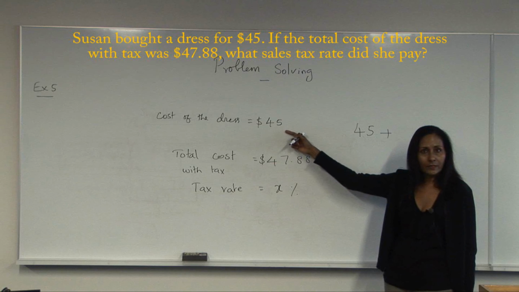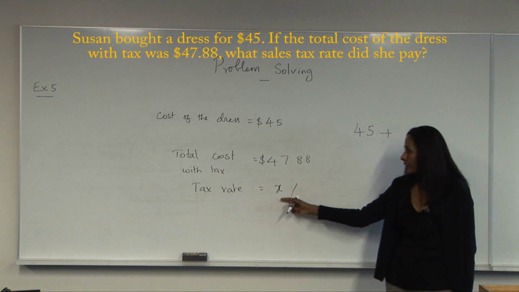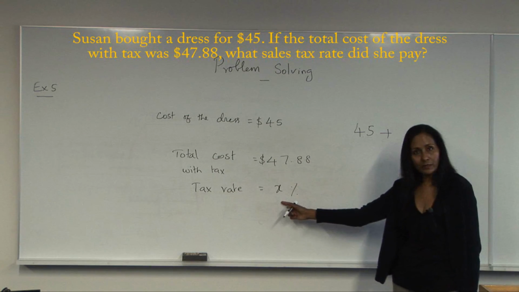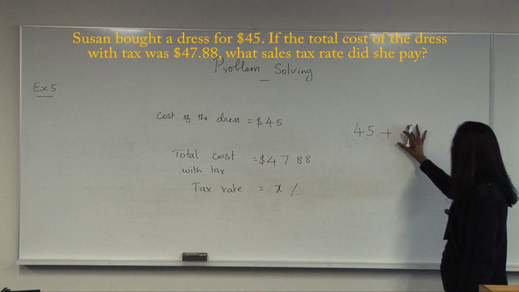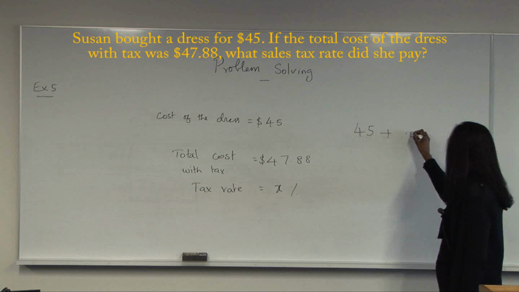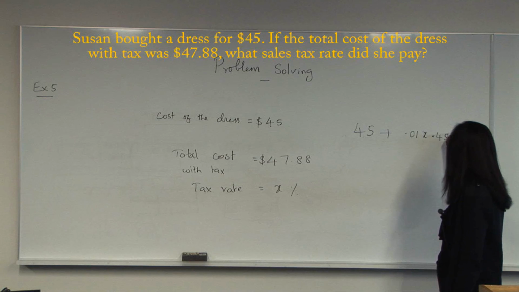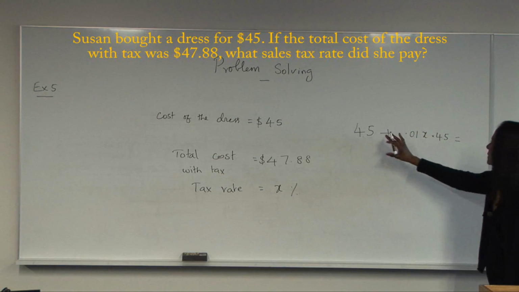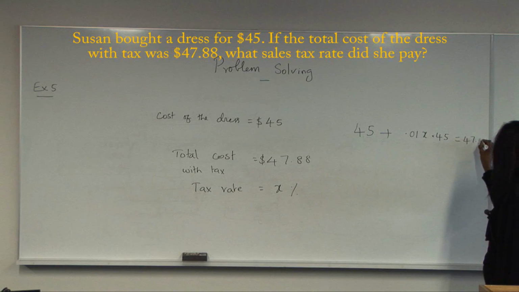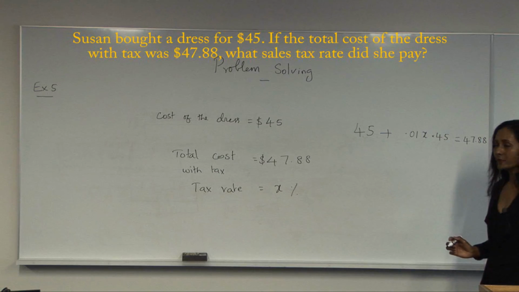So we have to find out how much tax was for $45, the price of the dress. So this is for $100, and we have to add the tax for $45. So it will be 0.01 times X, times 45. This is equal to cost plus the tax is equal to 47.88. Okay, so now we have to solve this equation.